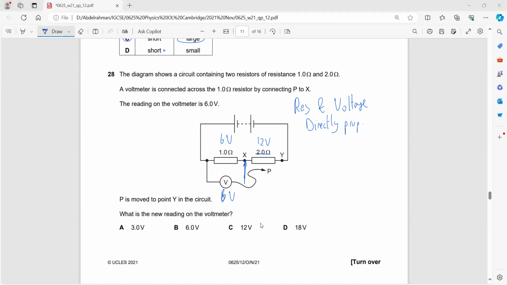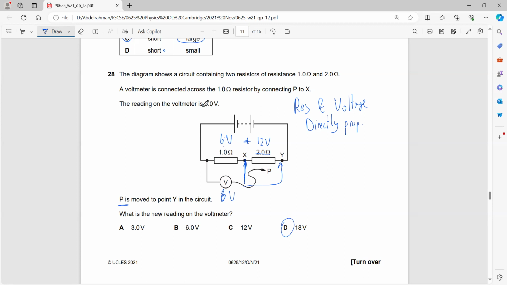The total voltage, again, wire P is moved to point Y. So the total resistance would be 6 plus 12, which is 18 volts. Again, you need to understand that the voltage, potential difference, and the resistance are directly proportional. So whenever you increase the resistance, the potential difference or the voltage would increase.